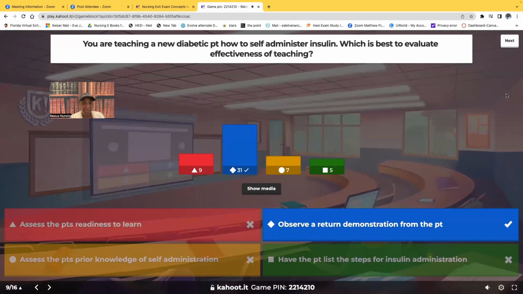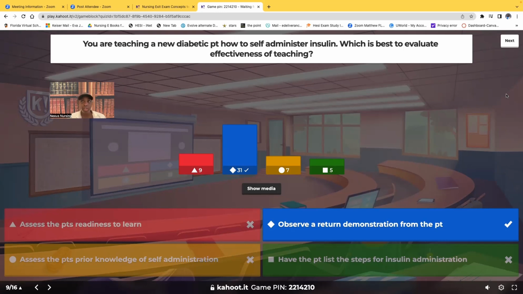Okay, most of you guys chose the correct answer, observe a return demonstration from the patient. Whenever you want to evaluate the effectiveness of teaching, you're going to have the patient teach it back to you. Either do a return demonstration or explain to you what you just explained to them. That's how you evaluate the effectiveness of teaching. Now, I saw 9 of you guys chose assess the patient's readiness to learn, and another 7 assess their prior knowledge. I want to talk to you guys about this because this was a trick question. So I want to show you the difference.